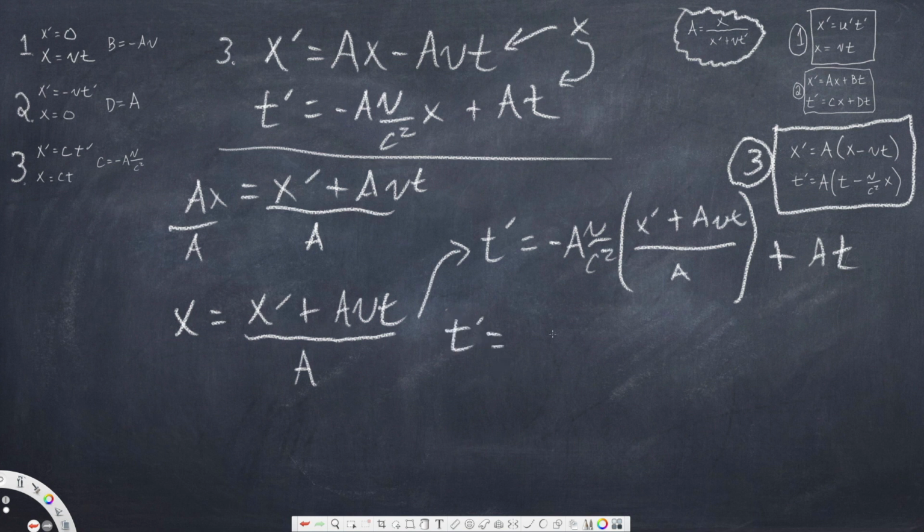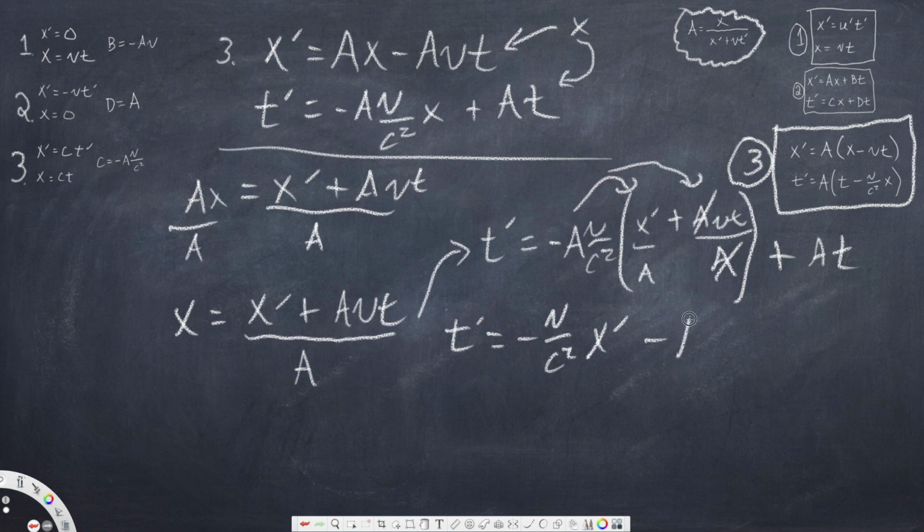T prime therefore equals, let's see, if we split this into two parts, that is equivalent to having two fractions, both over a. In this case, these two cancel already. And then when we distribute, this a and this a will cancel. And we will be left with then negative v over c squared x prime minus, because we're distributing to this next one, and a negative times a positive.